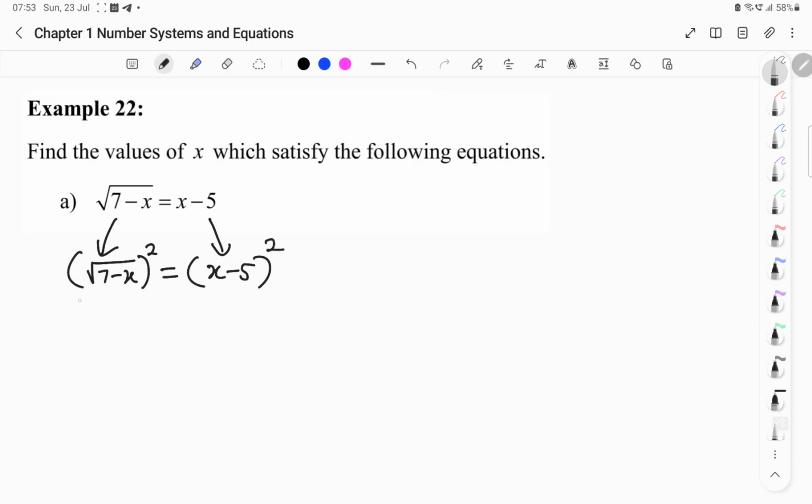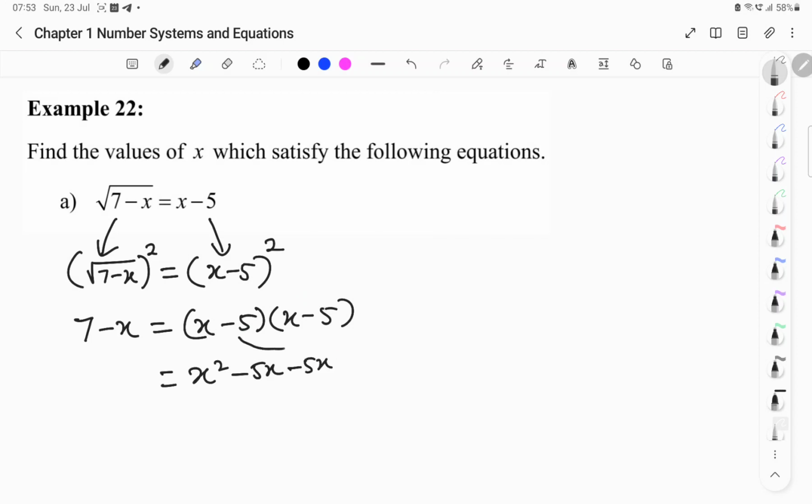For the left hand side, the square root of 7 minus x, squared, is 7 minus x. While for the right hand side, we have to expand. It takes some time to expand. Let's expand them. x multiplied by x is x squared. x multiplied by minus 5 is minus 5x. Minus 5 multiplied by x is minus 5x, and minus 5 times minus 5 is plus 25.